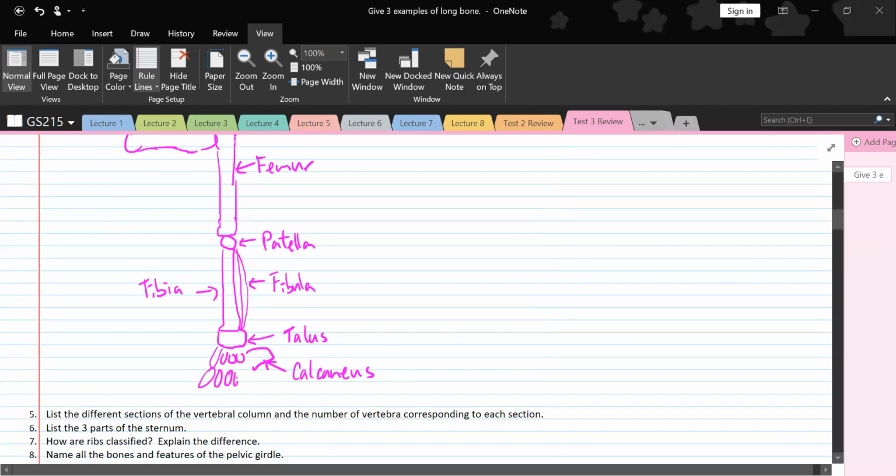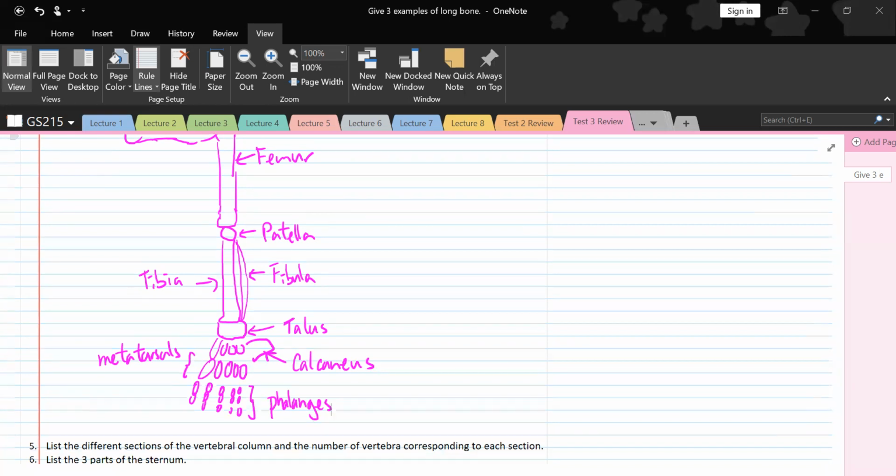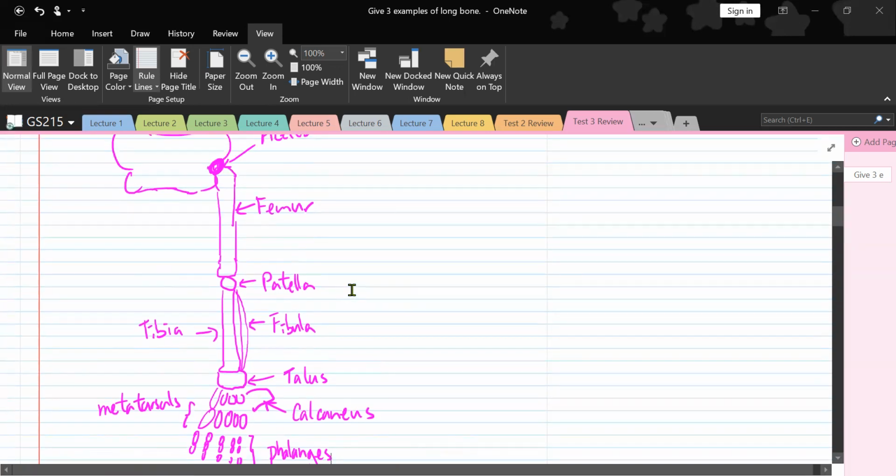And then you would have your metatarsals. And finally, you would have your toes, which would be the phalanges. Okay. That's all the bones in the leg.